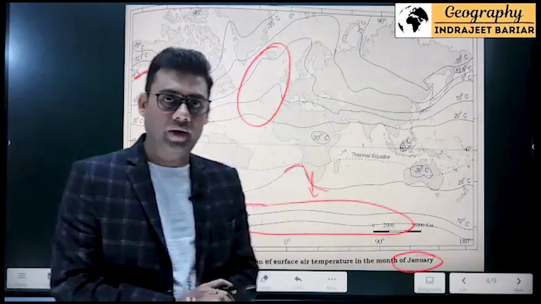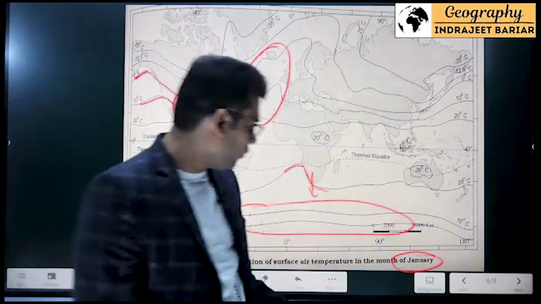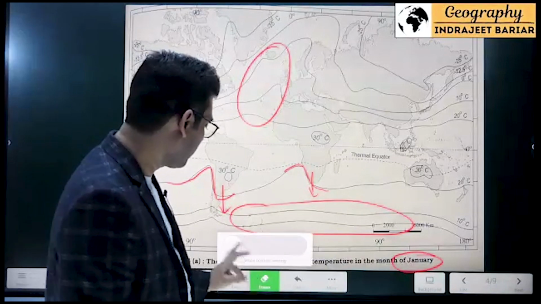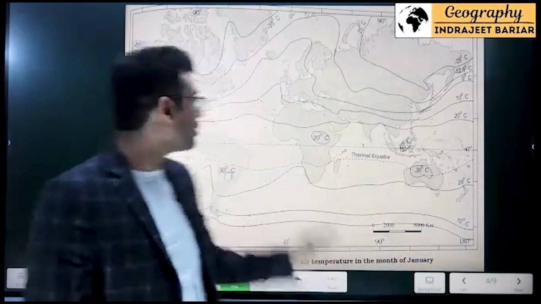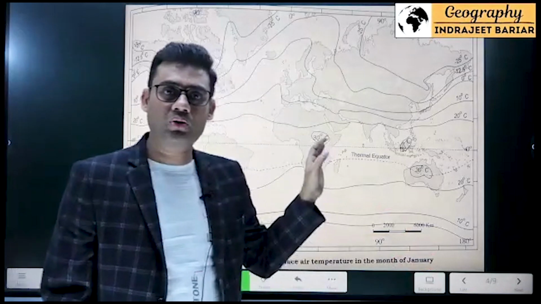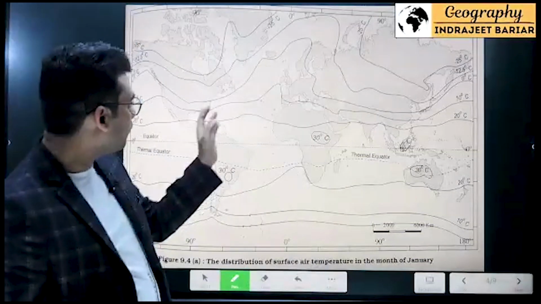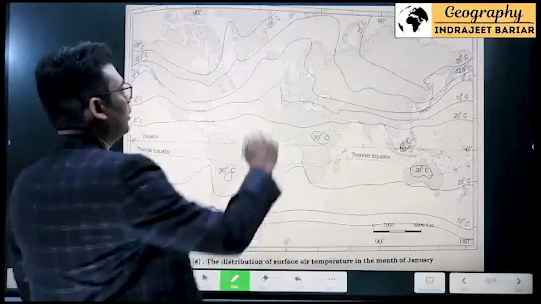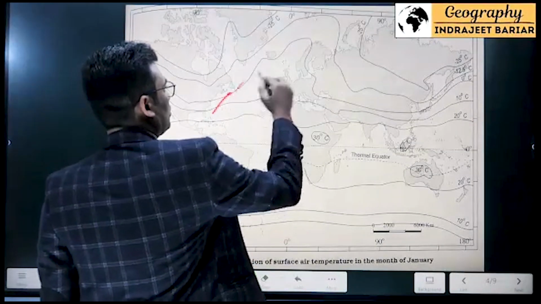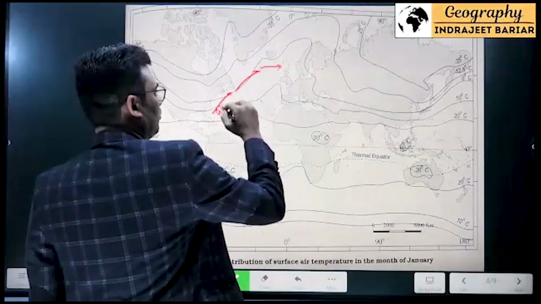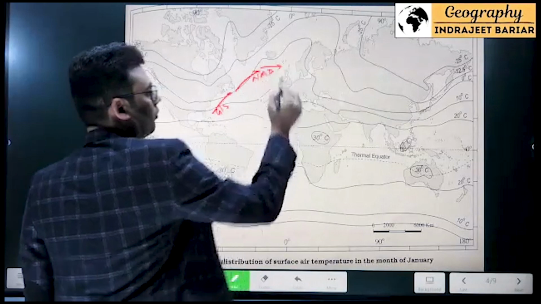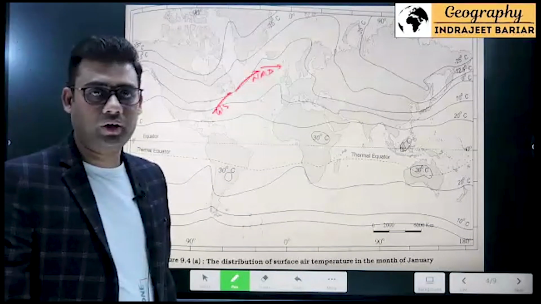Apart from this, now when we talk about the influence of other factors on the isotherms, what I would like to do is superimpose on this, especially for the oceans, the map of ocean currents. Ocean currents, we will talk about that later also. But as of now, if I have to draw some prominent ocean current over here, there is one ocean current which moves like this, which is the Gulf Stream and North Atlantic Drift, which is a warm ocean current.